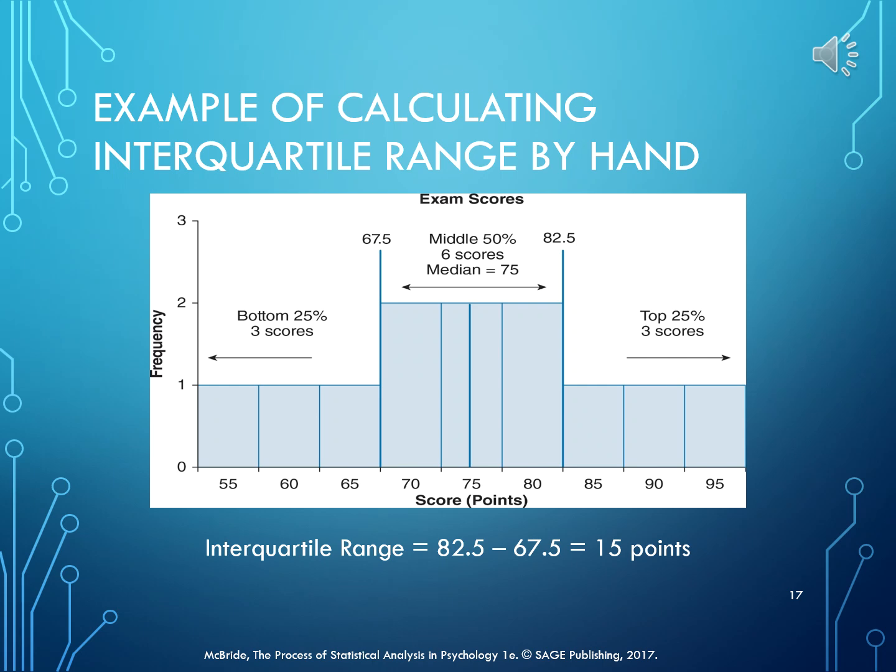And so we can take 82.5, which is essentially Q3, and subtract from it Q1, which is 67.5, and you get the middle 50% of scores, basically. That's what the interquartile range is. So 82.5 minus 67.5 is 15 points. And so it's saying that within the middle 50% of scores that people got on this exam, we've got a dispersion of basically 15 points.